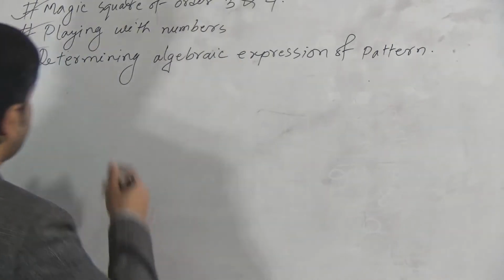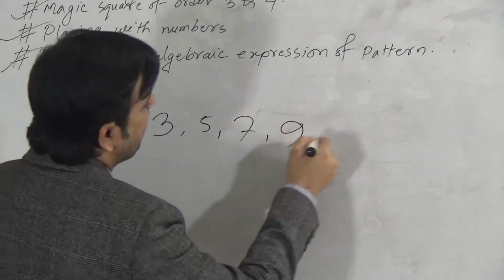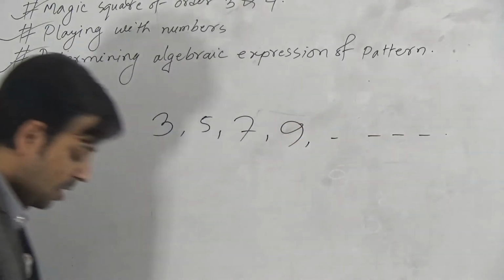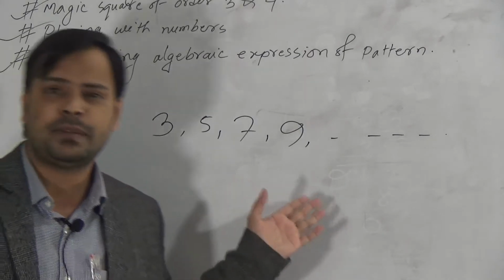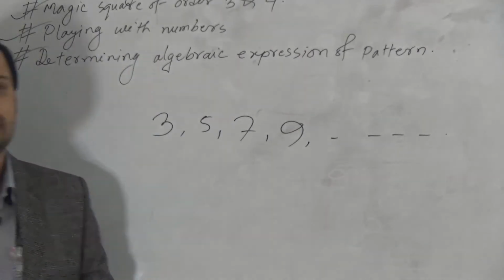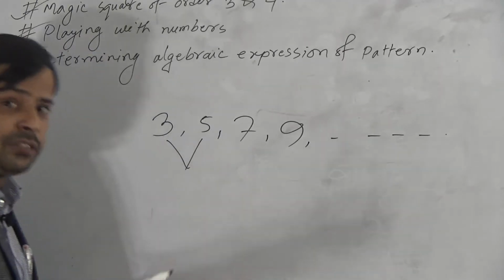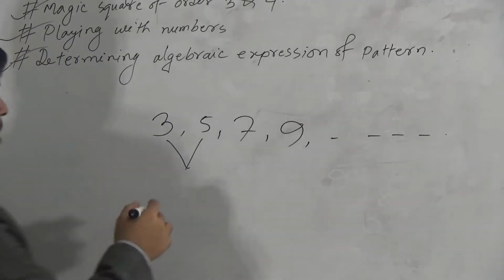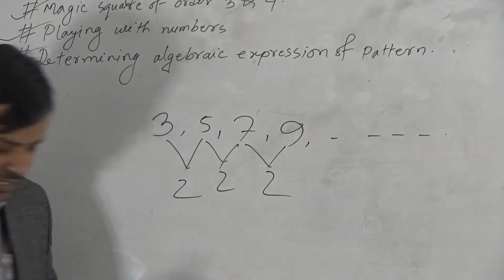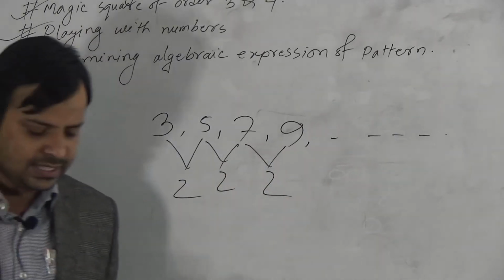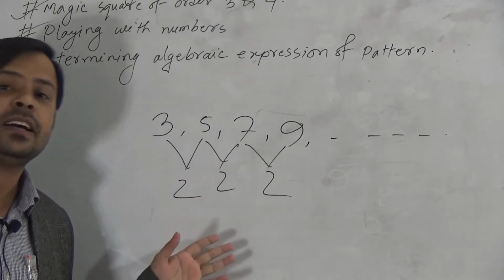Okay, I am writing a pattern here. Suppose 3, 5, 7, 9. This is a pattern. I want to determine the algebraic expression for this pattern. To do so, at first you have to check whether the difference between two consecutive terms is the same or not. Here the difference between two consecutive terms is 2. It means the difference is always the same. If the difference is always the same, then you can apply a technique.